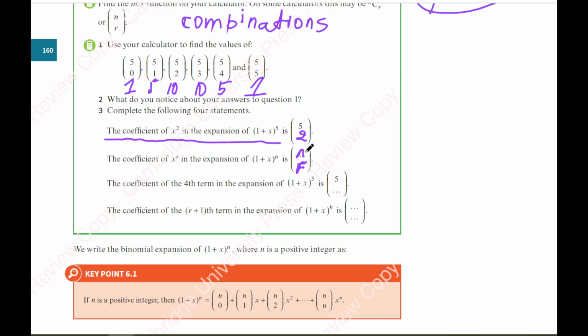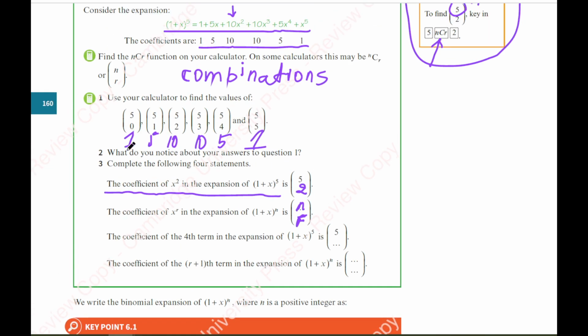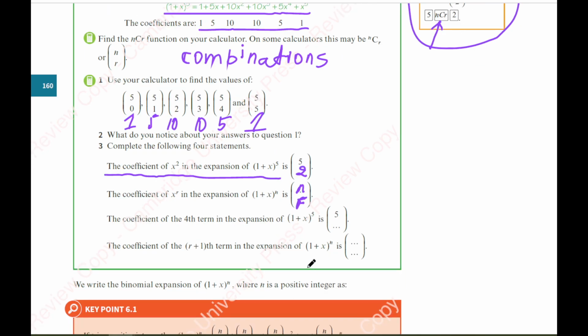And if you want to find the coefficient of the fourth term of the expansion, what does it mean? So, the fourth term of the expansion. You can see this is the zero term, the first, the second, the third, and the fourth. So if you want to find the coefficient of the fourth term, we need to figure out what that is.